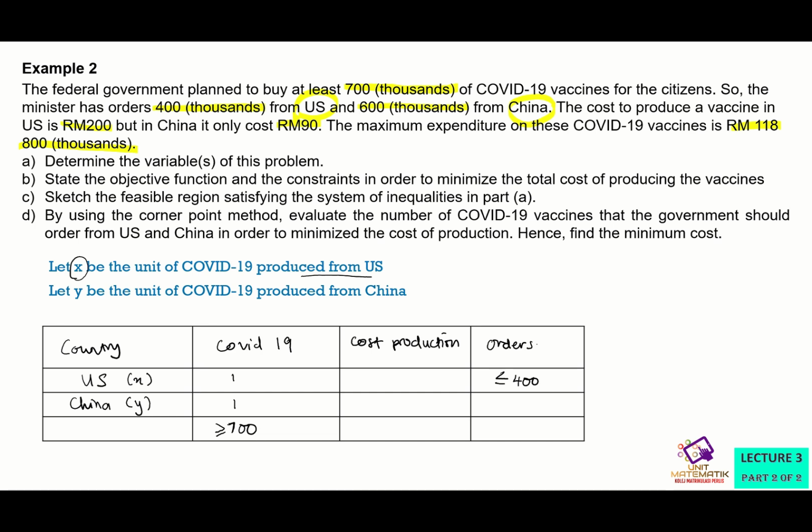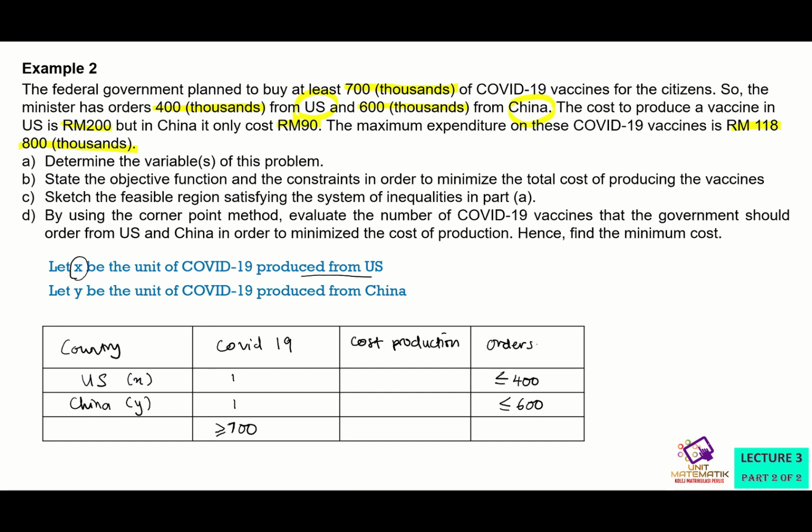Why is the notation less than or equal? It is because the minister orders 400, so the US can supply 400 for Malaysia only. We can ask for less, but we cannot ask for more. Because we order 400, the US can supply us 400 only. It can be less, but it cannot be more. And from China, we order 600. So China can prepare 600. It cannot be beyond 600, but it can be less than 600, because we are talking about orders. We can order up to 600. That means China can supply up to 600 only for Malaysia. So you should understand how it works.